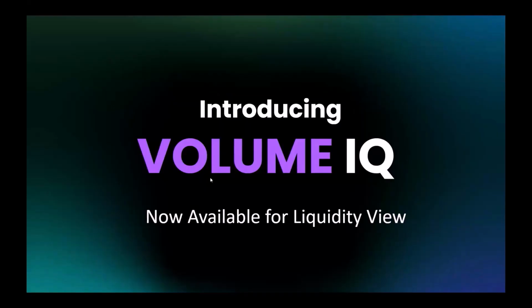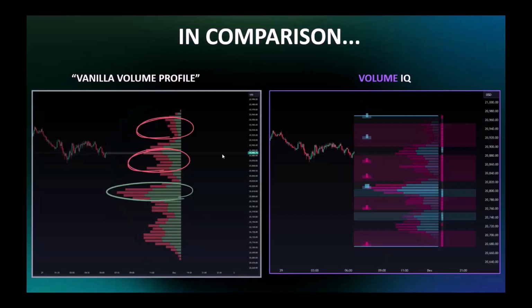And real quick, just to show you the difference, a vanilla volume profile indicator, which you can see here on the left hand side, basically only shows you volume per price level. This is pretty much it. You can see the high volume nodes and the lower volume nodes. In contrast to this, Volume IQ, as you can see it here on the right-hand side, shows you so much more. First of all, it has lots more colors and lots more things going on, but all of these for a particular purpose.